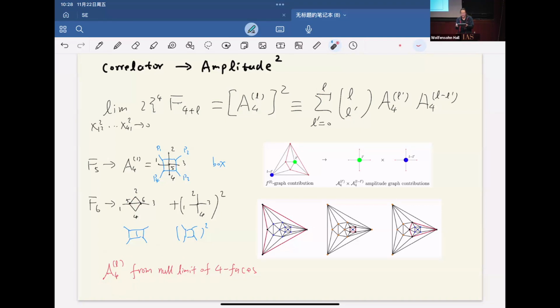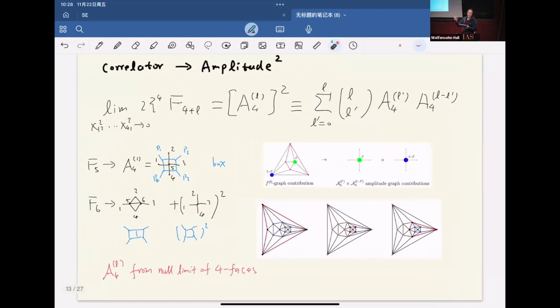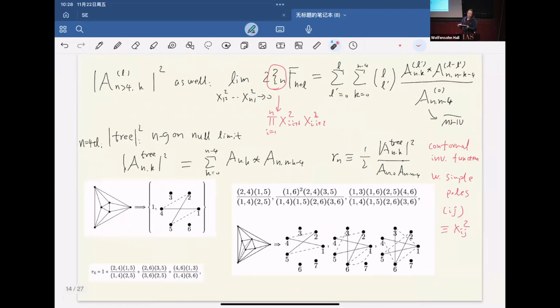So just the 4 facets of the graph: if you only take the contribution from those 4 faces, it will directly give you the 4-point amplitudes. So for 4-point amplitude, it's very special that not only the square is contained in a correlator, but also the 4-point amplitude itself is contained in the correlator. What about higher point amplitude?